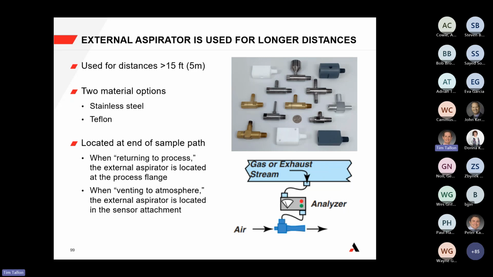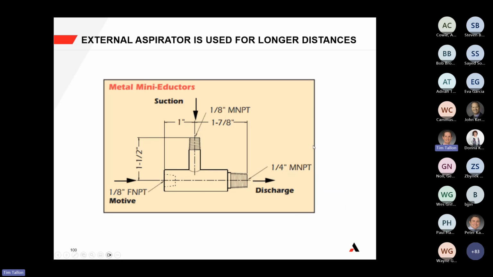All right, so as we keep going, this is just the external aspirator, and as I said, it's used for longer distances. You can see that the motive force is through the center, the suction is from the side. I have an example that I can show you in just a moment, but you can see that the motive force is pushed through and then creates the suction on the side.